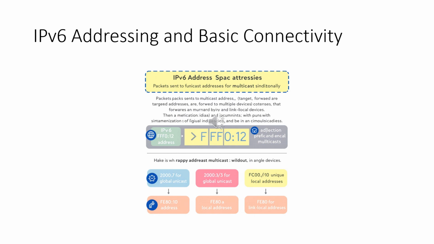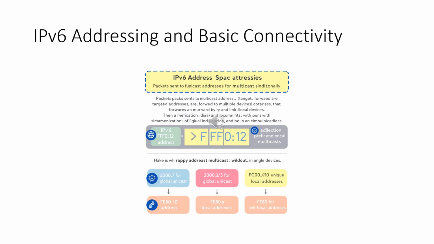A. 2000::/3. This address block is for global unicast addresses, which are routable on the Internet. B. FC00::/7. This address block is reserved for unique local addresses, ULAs, which are similar to private addresses in IPv4 and are not meant for multicast. C. FE80::/10. This address block is for link local addresses, which are used for communication within a single network segment and are not routable beyond that segment. This topic is part of the IPv6 addressing and basic connectivity section in the CCNA 200-301 curriculum.